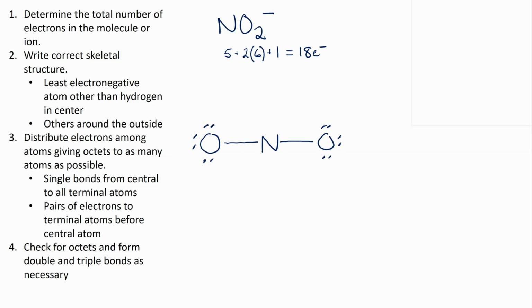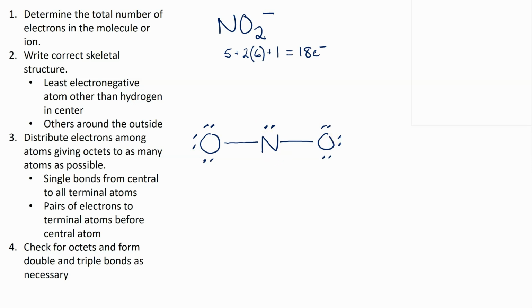Now I haven't gotten up to my 18. Now that I've taken care of all the peripheral atoms, I'll go ahead and put them on the central atom. So 17, 18. Okay. I've now added all of my electrons. I can't add more. I can't put 2 more electrons down here on the nitrogen to give it an octet. I have to come up with a different way of doing that.